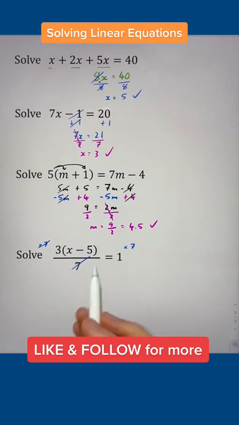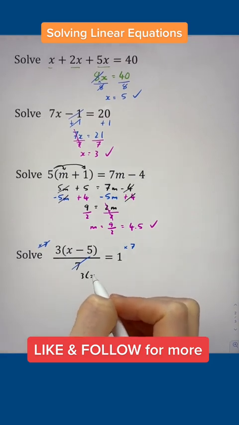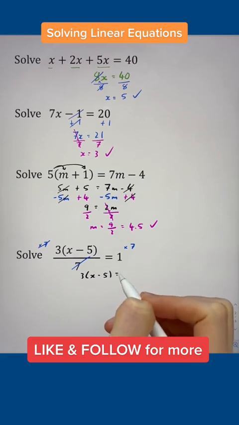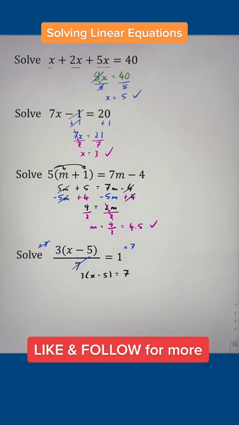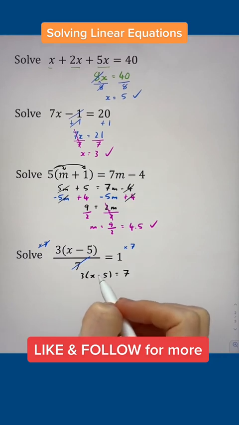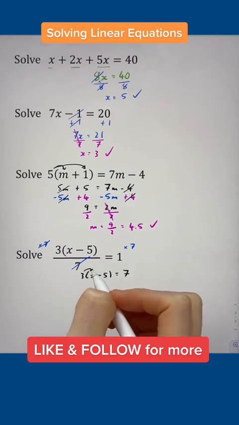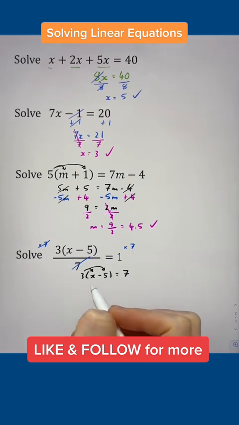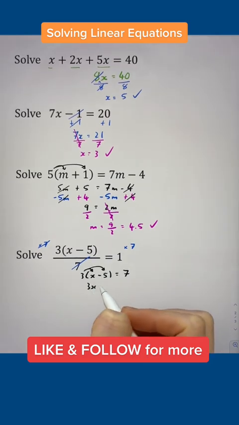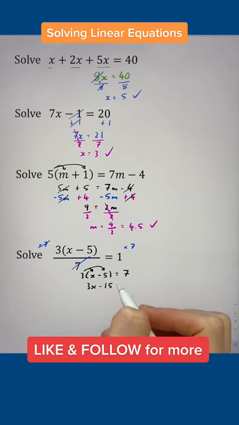Therefore I'm just going to be left with the numerator, which in this case is 3, in brackets x minus 5. And on the right hand side, 1 times 7 will give us 7. Expand a single bracket, whatever's directly outside, I'm going to multiply by each term directly inside. 3 times x will give us 3x, and 3 times negative 5 will give us negative 15, and I've still got the 7 on the right hand side.